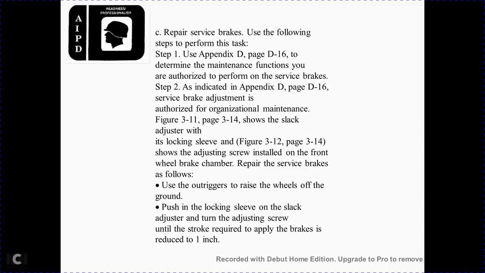Repair service the brake using the following steps to perform the task. Step 1, use appendix D, D16, to determine the maintenance function authorized to perform the service of the brake. Step 2, indicate with appendix D, D16, the service of the brake adjustment authorized for organizational maintenance. Figure 311 of page 314 shows the slack adjuster locking screw and locking sleeve. Figure 312 of page 314 shows the adjusting screw installed on the front wheel brake chamber. To prepare the service of the brake, use the outriggers to lift the wheel off the ground. Push the locking sleeve on the slack adjuster to disengage the adjusting screw until the screw required to apply the brakes is 1 inch.